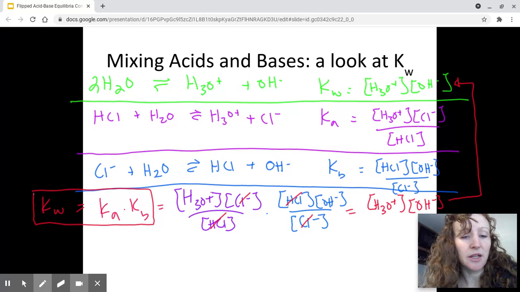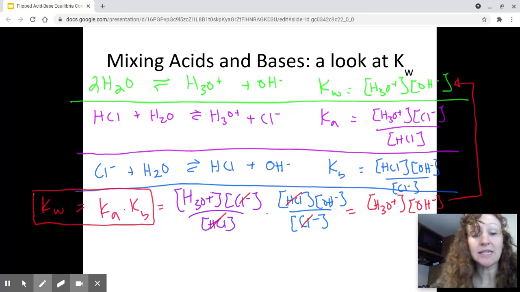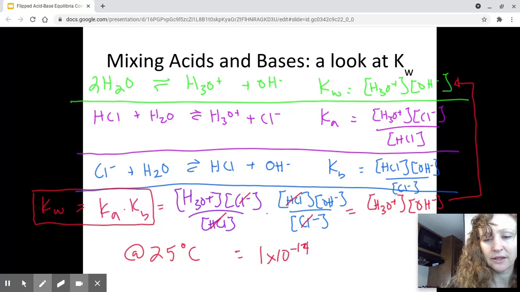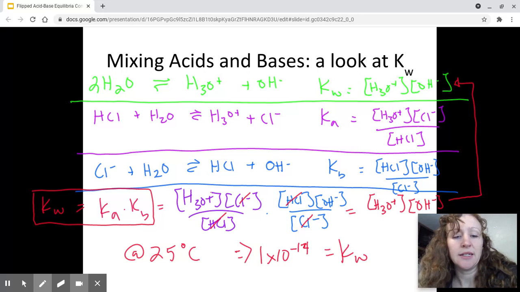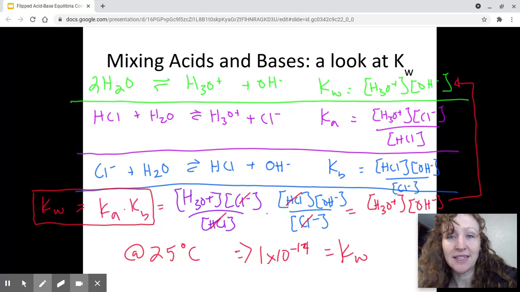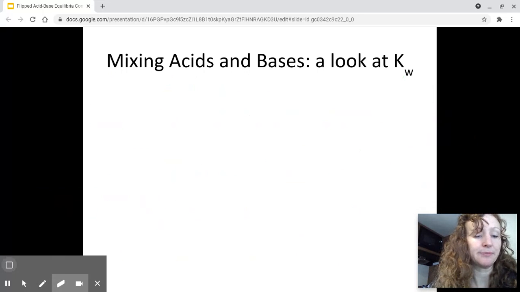So this becomes another tool for us. We know what Kw is at 25 degrees Celsius. It's always very consistent. And so if we're given the Ka, we can find the Kb. If we're given the Kb, we can find the Ka, as long as we are at 25 degrees Celsius. This is a tool that you're going to use, especially as we move forward into mixing acids and bases. Put this one in your back pocket, and let's continue to talk about buffers.